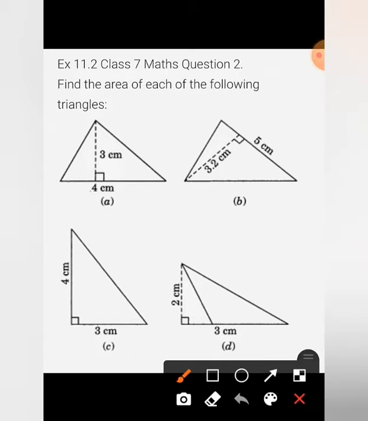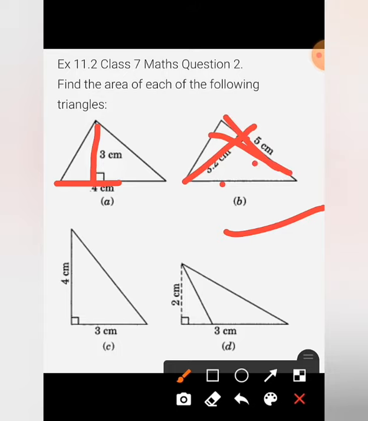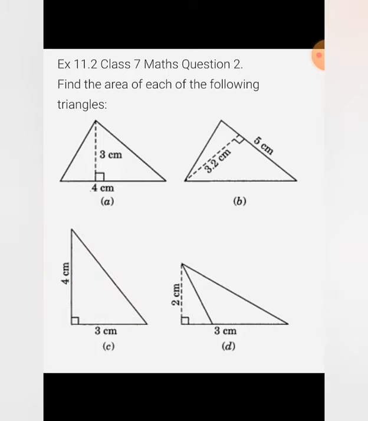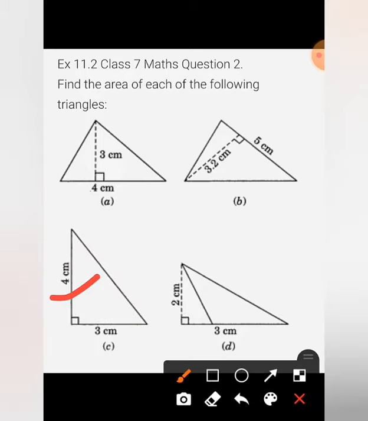Here in the first figure, this is our height 3 centimeter and this 4 centimeter is our base. In the second figure, this is our height 3.2 centimeter and this is the base on which the height falls, so 5 centimeter is the base. Here this is the height because this is a 90-degree triangle, so height is always straight. This part is straight 90 degree. So this is the height and this is the base.